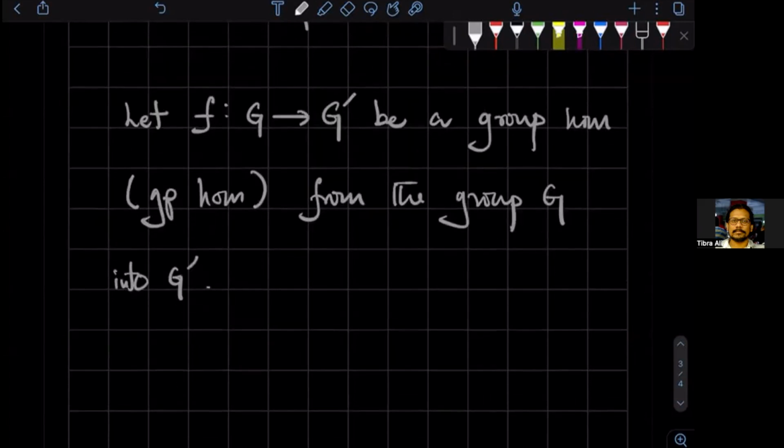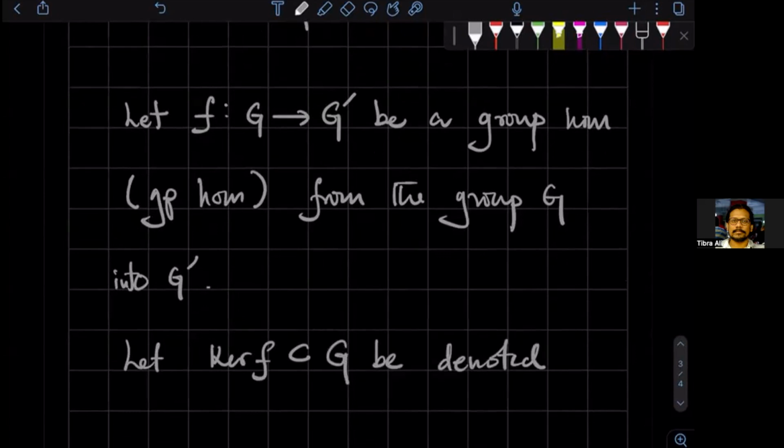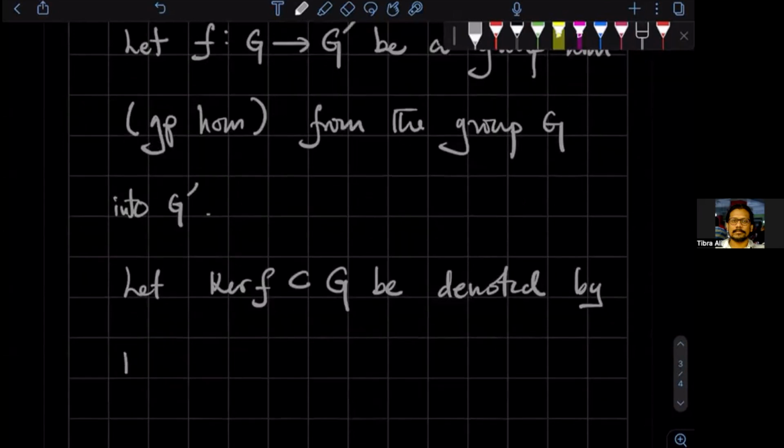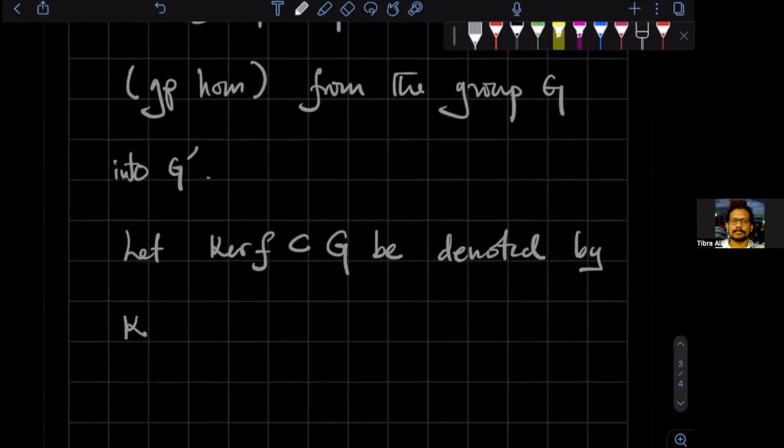Now, let the kernel of F be denoted by, say, just K. Okay? Do people remember what a kernel of F is? What is kernel of F? Can somebody say who hasn't taken abstract algebra courses before? It's the set of elements that maps to the identity in the target set.